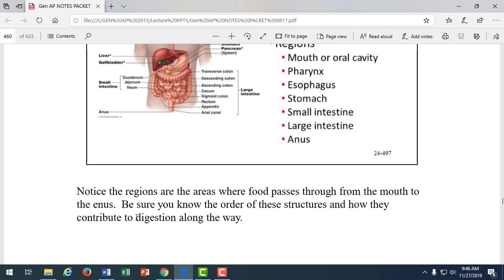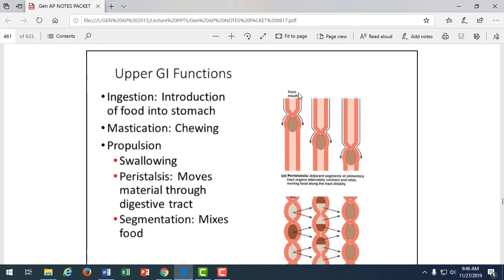Okay, so know the order as it passes through. Remember that pharynx is the throat, and then it passes to the esophagus. So the job of the upper digestive tract is when we get food down into the mouth, down the esophagus, into the stomach, we have to first, to get it ready to go to the stomach, we have to chew it. And the process of chewing is called mastication. To masticate is to chew.